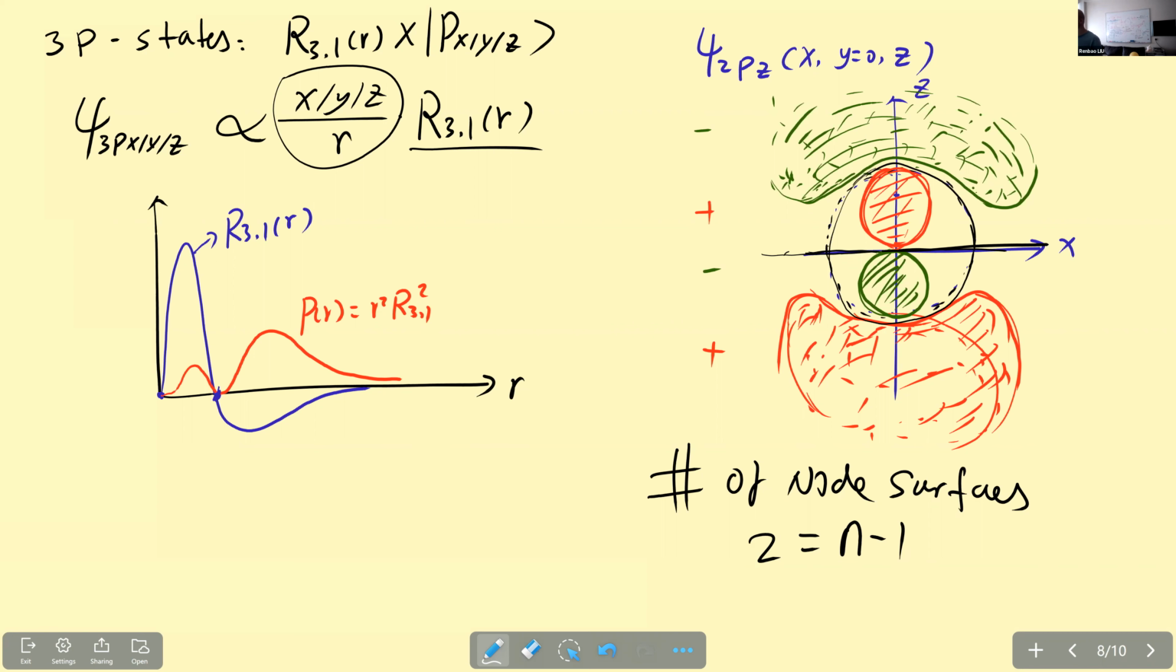And how about the 2px, 2py? It's very simple. You just rotate this one. For example, you can just say, let me take this. Can I do this? Let me check.